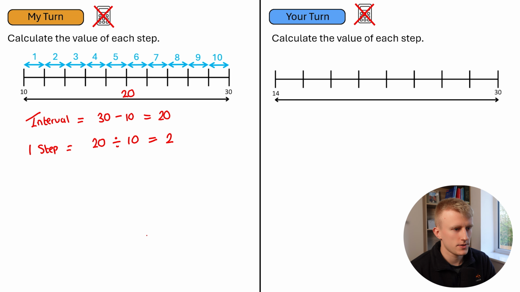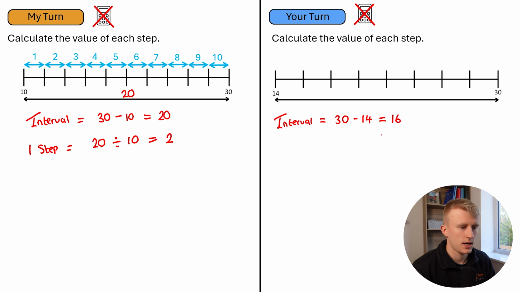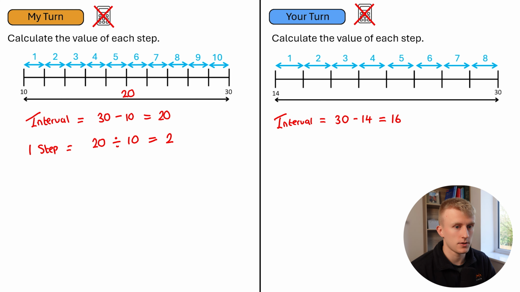Let's run through it. So let's work out our interval to start with. We can say that the interval is the difference between our start point and our end point. So the interval in this case is going to be 30 subtract 14, which is equal to 16. And we want to know how many equal steps we've split our interval into. So remember, we count our steps between the black lines. So there are 8 steps in this case. And what that means is 1 step is our interval of 16 divided into 8, which is equal to 2.